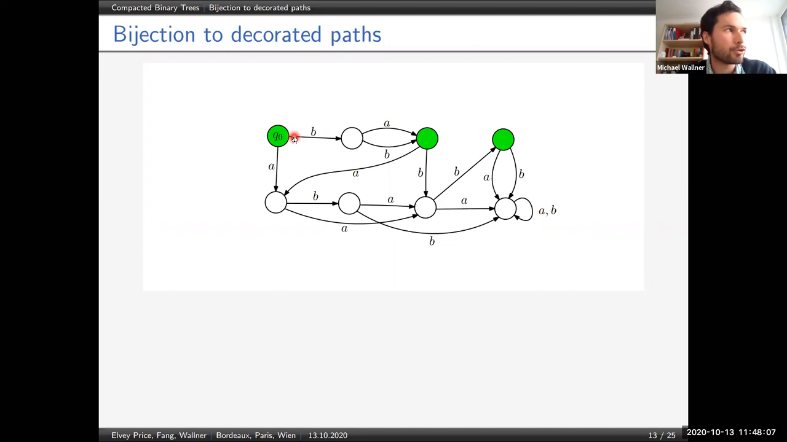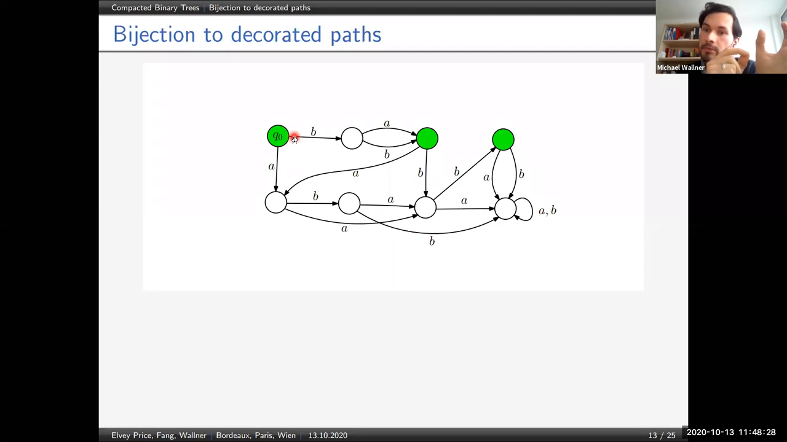Question is, what do you mean by connection with the language? So every language has a minimal DFA. This one DFA is unique. Every DFA defines a language, but there might be multiple DFAs defining the same language. And one of them is unique, and this is the minimal one. And we count the minimal ones.